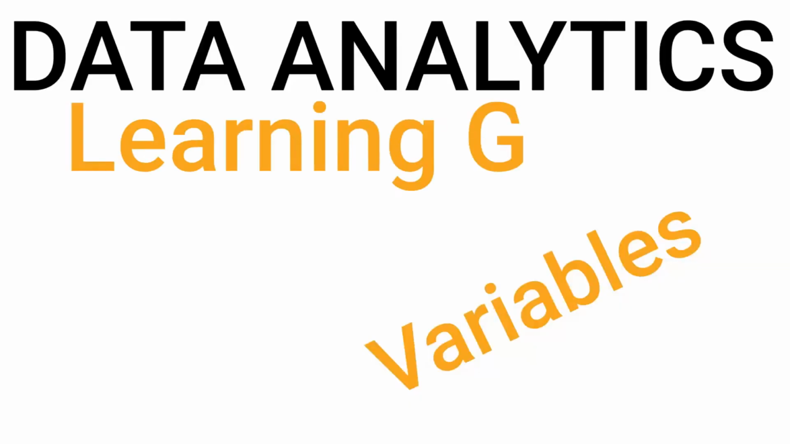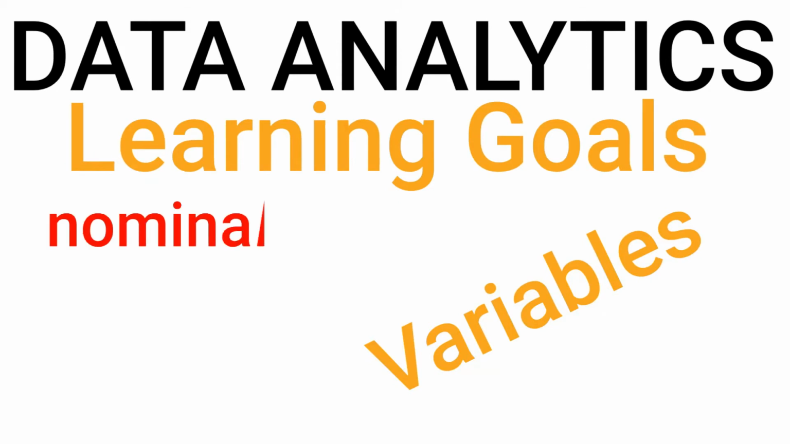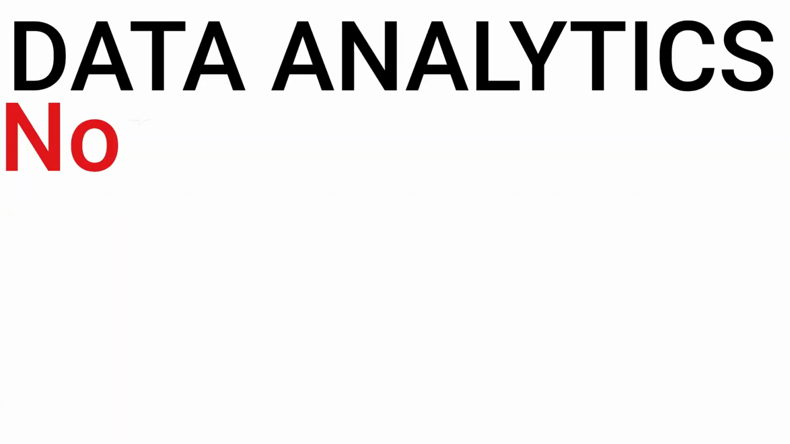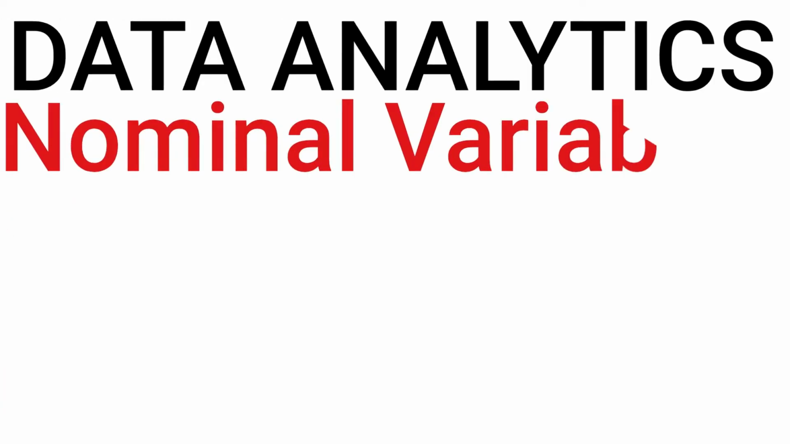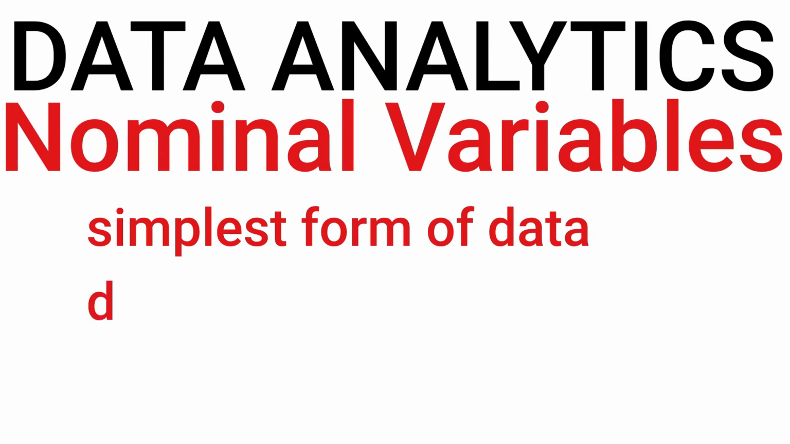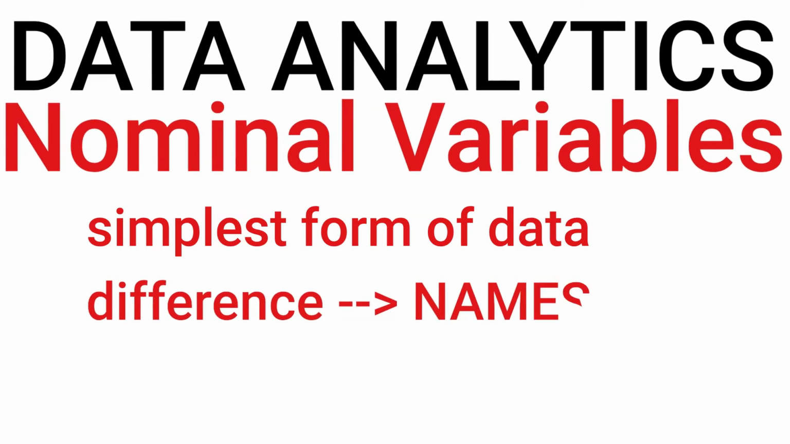The learning goal of this video is to understand the differences between nominal, ordinal and metric variables. First of all, let's take a look at nominal variables. Nominal variables are the simplest form of data. In Latin, nomen means name. Therefore, the main differences between the values of a nominal variable are the names.